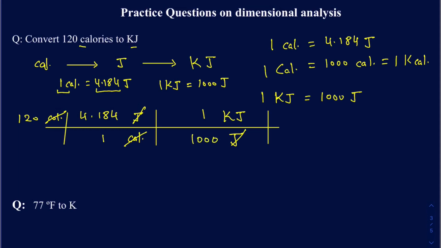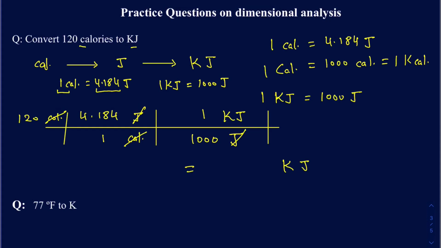And that's pretty much it. So when you set up all your units correctly, every single unit will cancel out except the one you're looking for. So in this case, calories cancel out, joules cancel out, and you're looking for the kilojoules, and that's what you have at the end of the day. So, when you do this math here, we just multiply 120 by 4.184.